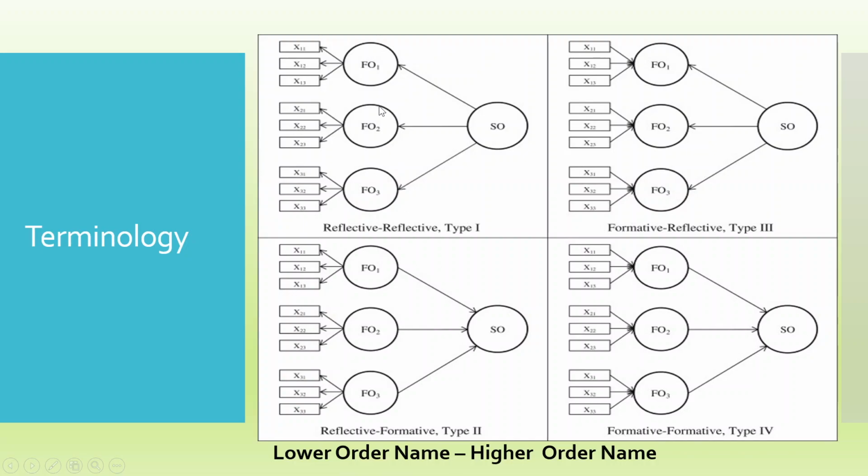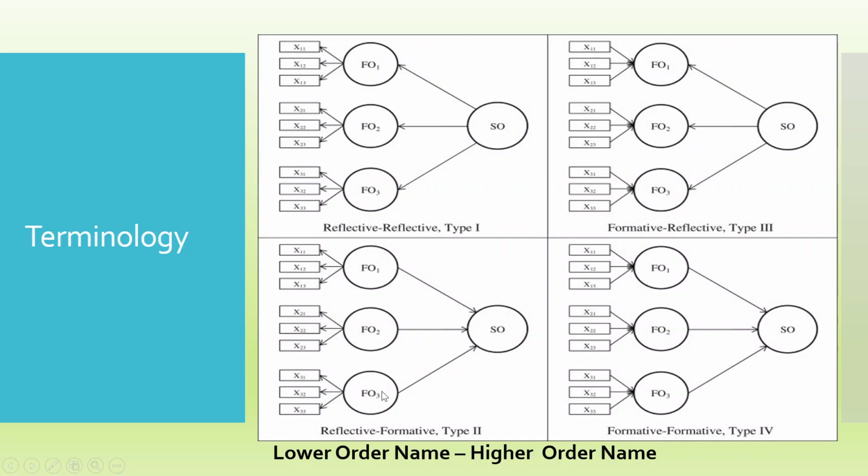If we start with the type 1 model, you can see all the arrows are moving out of the construct, and therefore it is a reflective model. You can see the same case for the higher order also, the arrows are moving outside, and therefore it's a reflective model, type 1 model. This model I have already discussed in my earlier videos. Please refer to my previous videos to understand the flow of this entire lecture series.